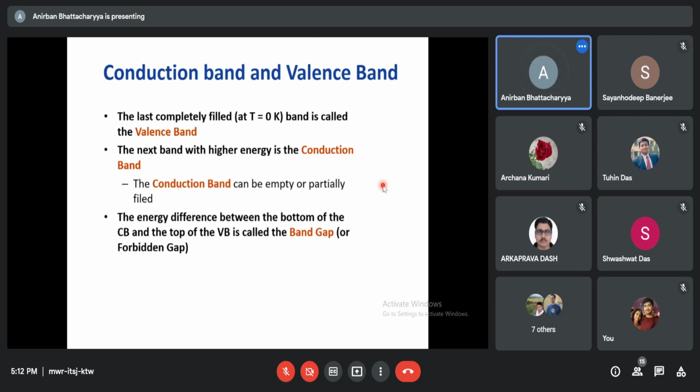So that is the link between the fact that most materials which are insulators are also transparent. Most materials which are conductors are also opaque. Okay. So that is the point.